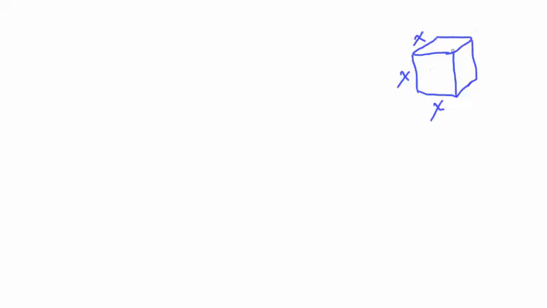Okay. So since we're asked to find dv over dt, we need to find a formula that represents the volume of the cube. And that's easy enough. Volume is equal to x cubed, right? Volume is equal to x cubed.